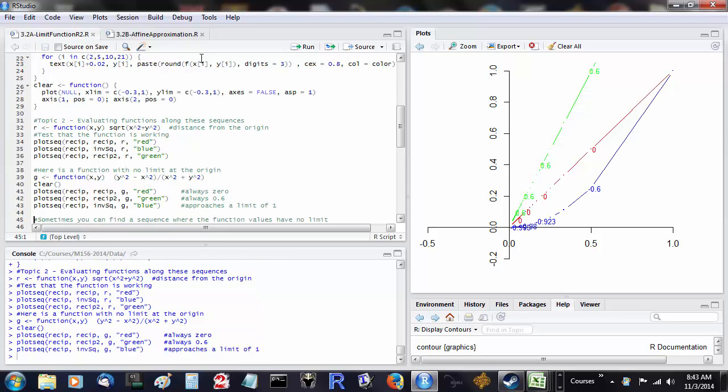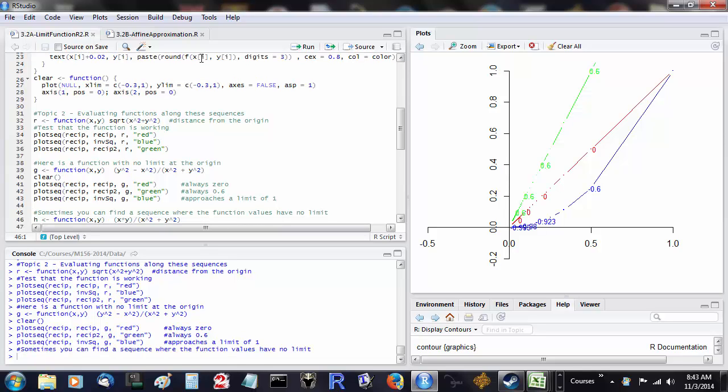If I move in along a parabola, the function values are not constant, but they approach a limit of 1 as we get to the origin. In this case, the limit doesn't exist. I can use any two of those sequences to show that that's the case, but I can also show it with a single sequence.